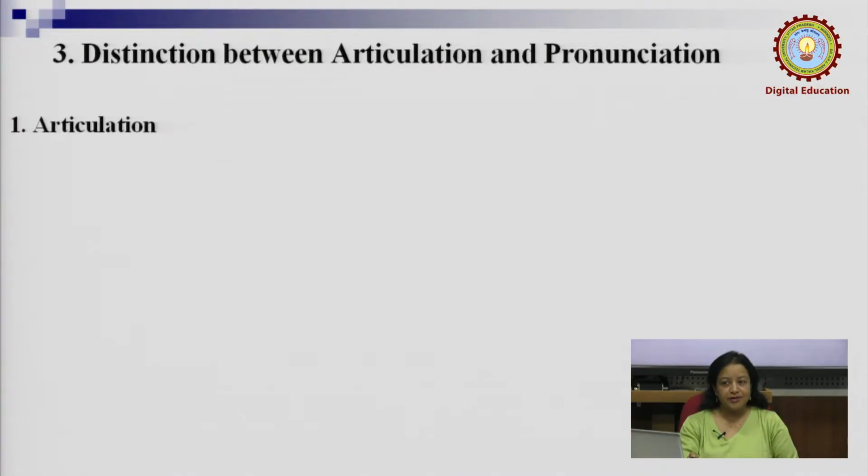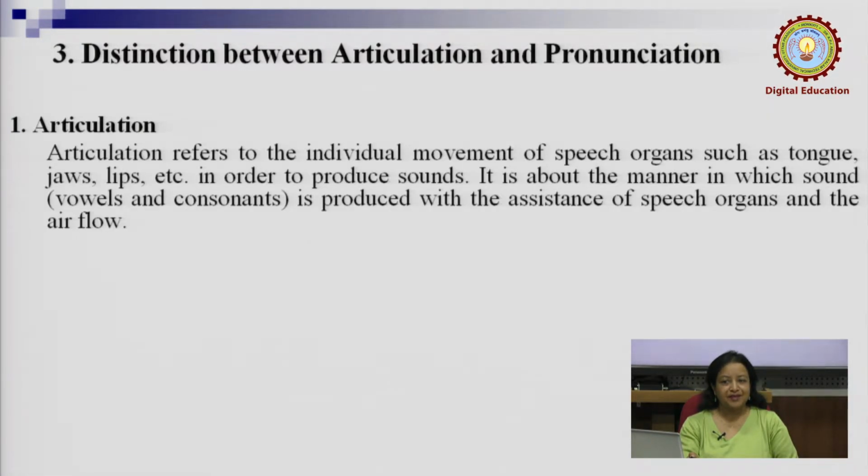The study of anatomy, physiology, neurology and acoustics of speaking a language. Now, articulatory phonetics relates to the physiology of speech. Articulation refers to the individual movement of speech organs such as tongue, jaw, lips, etc. in order to produce sounds. It is about the manner in which sounds, that is vowels and consonants, are produced with the assistance of speech organs and the flow. What is pronunciation?